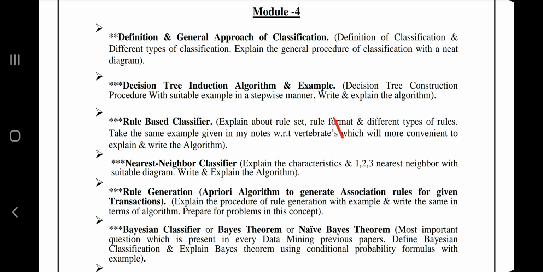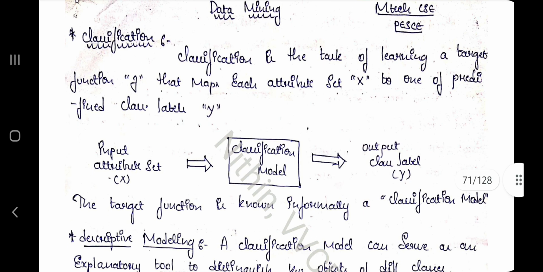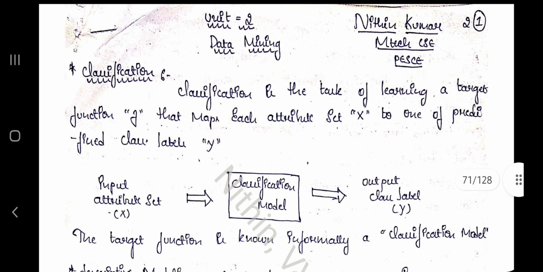The notes PDF can be found in the link 6SEM PDFs in the description box, and the notes which I am referring to can be found in the same link 6SEM. In that there is a folder called 18 CS 641, and in that you can find these notes as well. Come to page number 71 and you will find the answer.